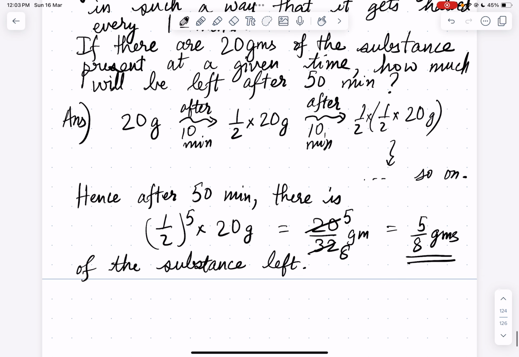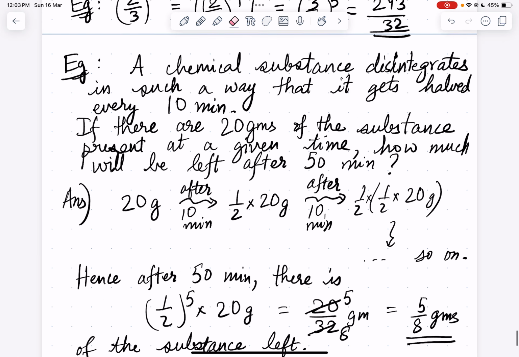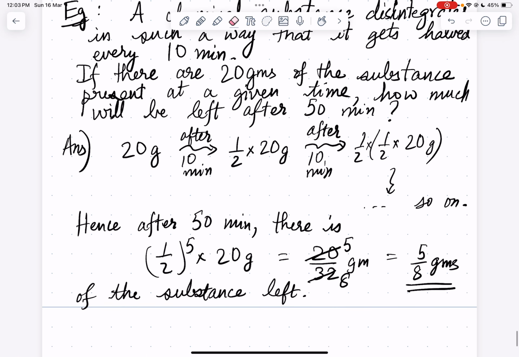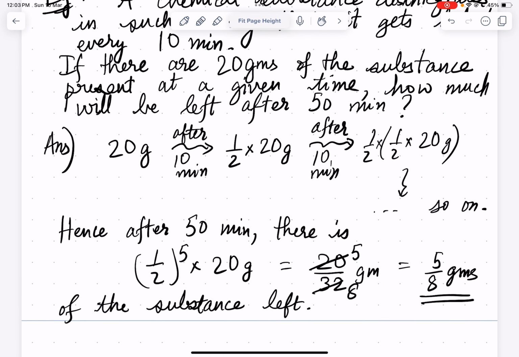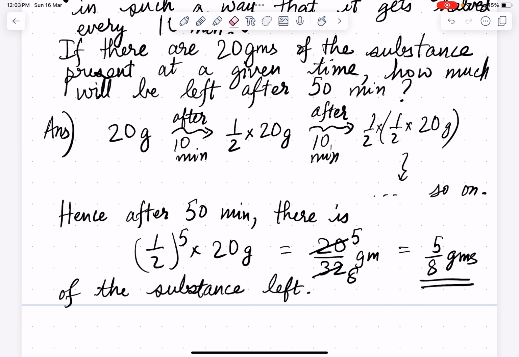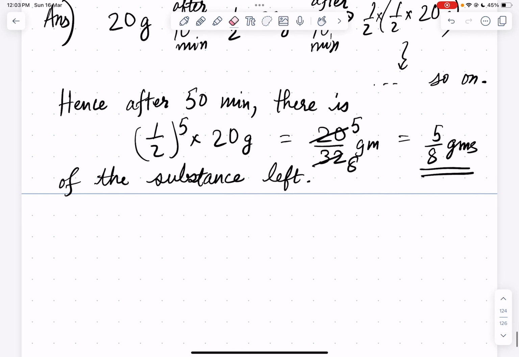So this is one natural situation in which the powers of half appear. The chemical disintegrates in such a way that it gets halved every 10 minutes. So after 50 minutes it becomes half of half of half, and so on. You need to take half 5 times. So 1 by 2 power 5 times 20 grams, which is 5 by 8 grams. So let's continue.